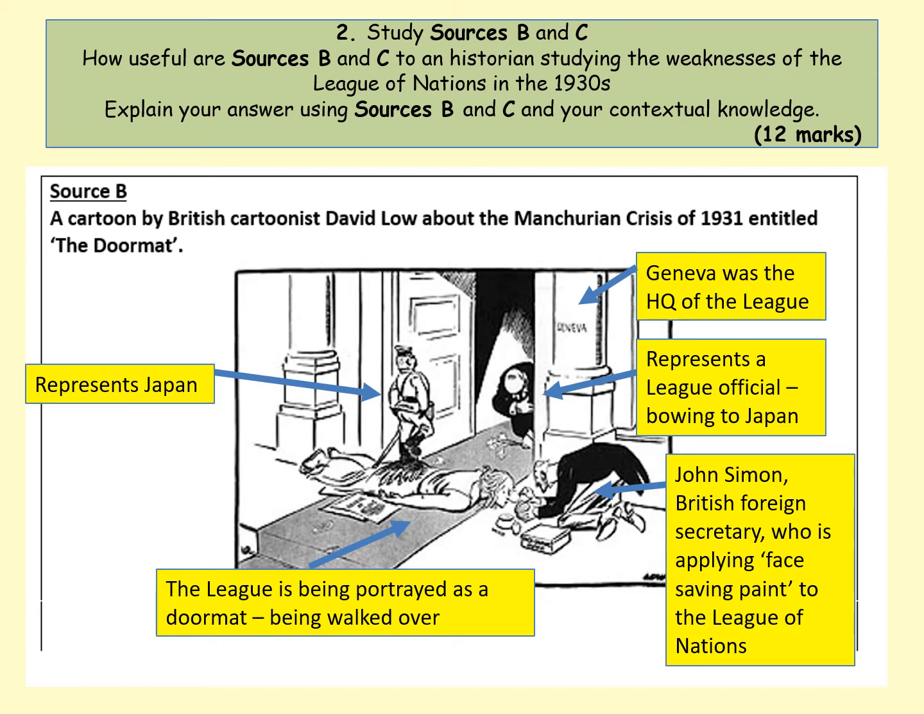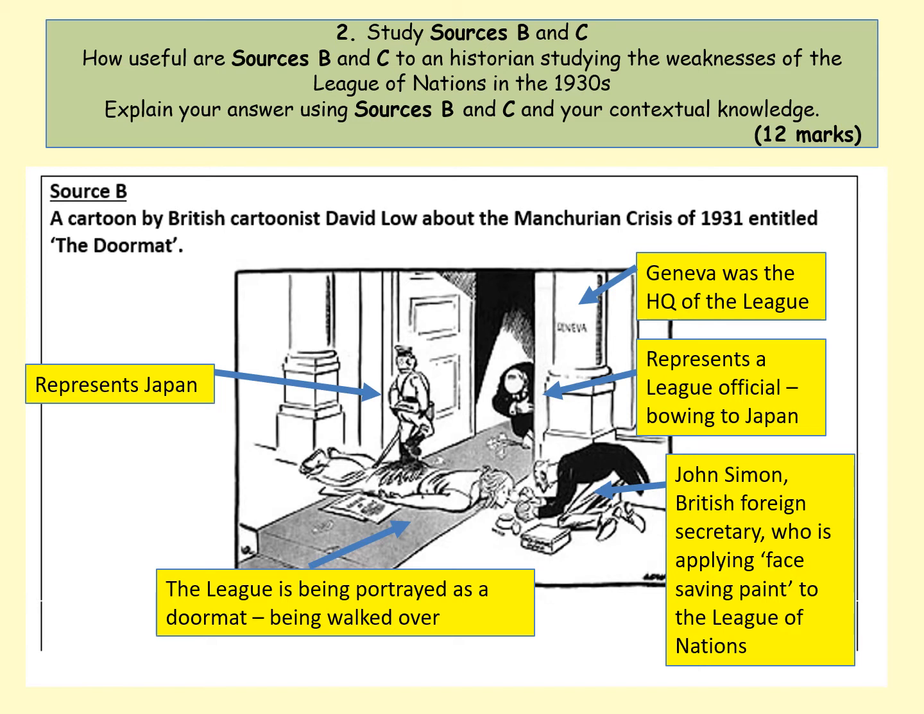This person represents a League of Nations official bowing down to Japan with some flowers in their hand, suggesting that the League is just basically not standing up to Japan at all and just letting Japan do what they like. This figure here is actually a reference to the British Foreign Secretary at the time, who was called John Simon, and he's applying something which says here face-saving paint to the League of Nations, so suggesting that countries like Britain were trying to suggest that they were dealing with the Manchurian crisis well, which of course they weren't.